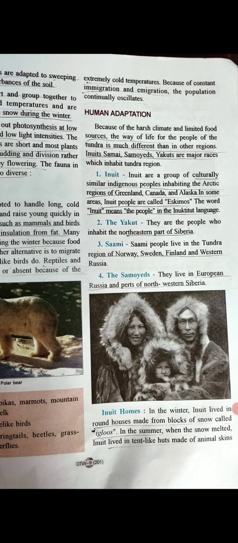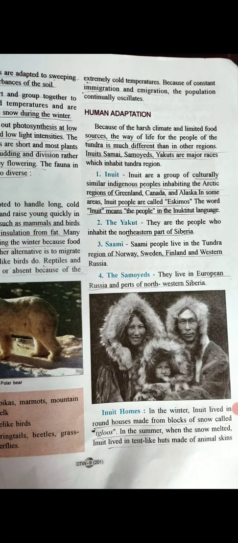This word Inuit means the people in the Inuktitut language. Second is the Yakut. These are the people who inhabit the northeastern part of Siberia. So these people basically live towards Siberia. Then Sami. These people live in the tundra regions of Norway, Sweden, Finland, and Western Russia. Samoyeds live in European Russia and parts of northwestern Siberia.